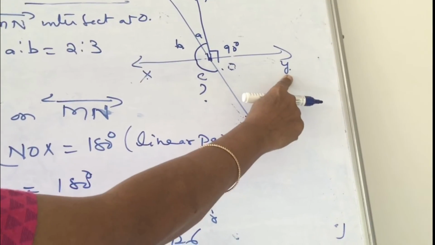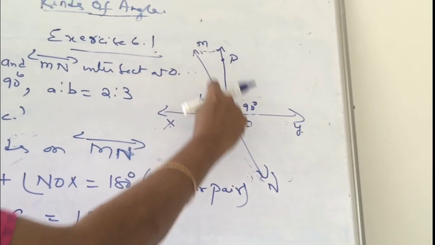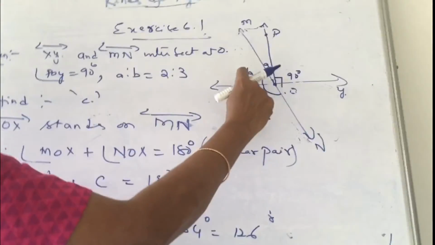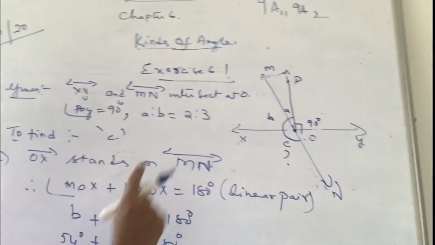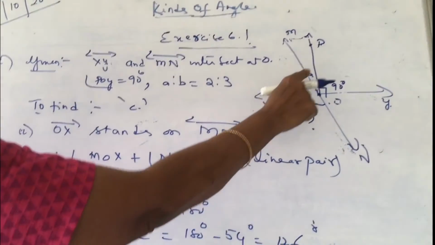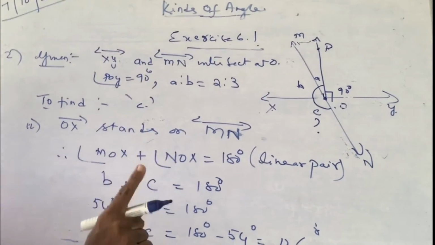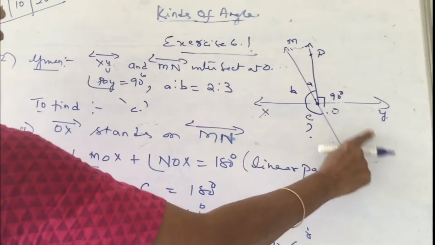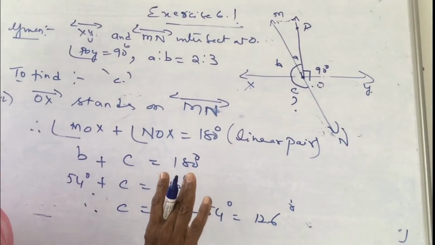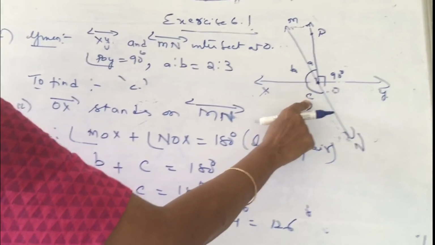XY is a straight line. On this straight line, we have three angles: MOX, MOP, POY. B plus A plus 90 is equal to 180. Look back into your notes. B measured 3x, A measured 2x, plus 90 is 180. Solve for x. X is equal to 18 degrees. B is equal to 54. A is equal to 36 degrees. But the question is to find out C.